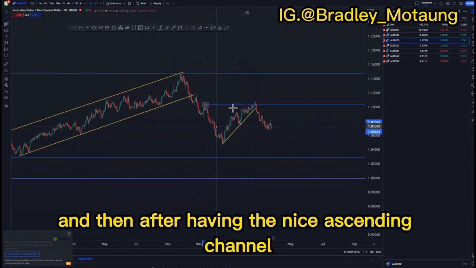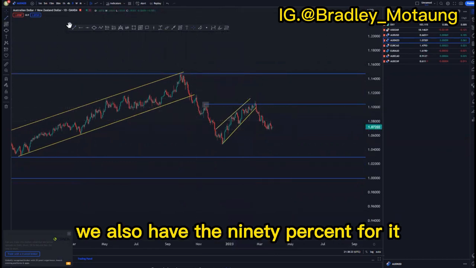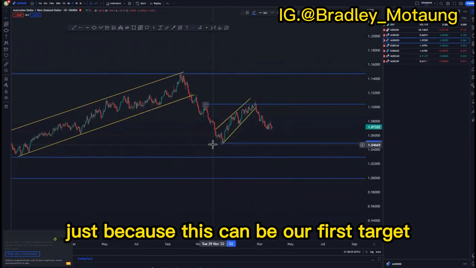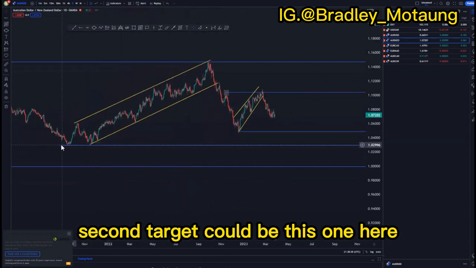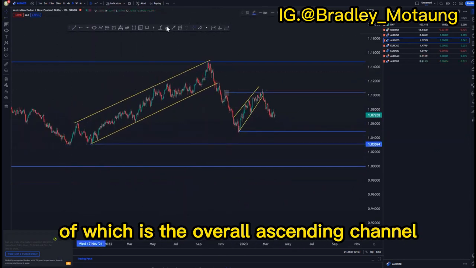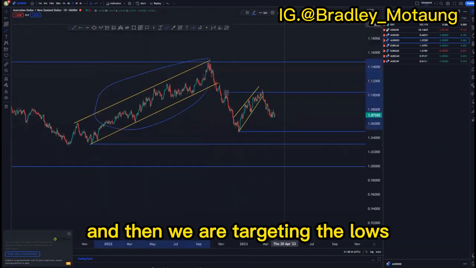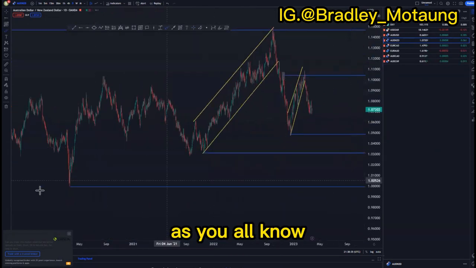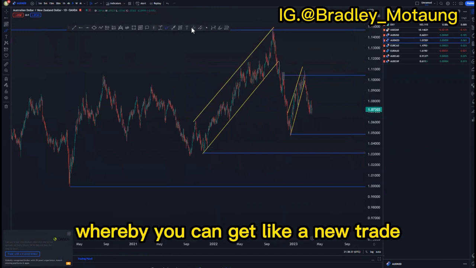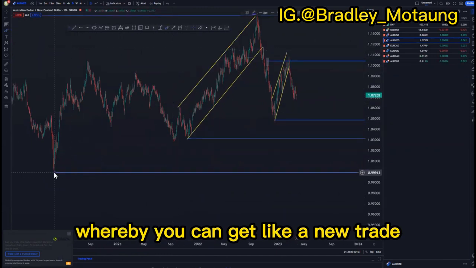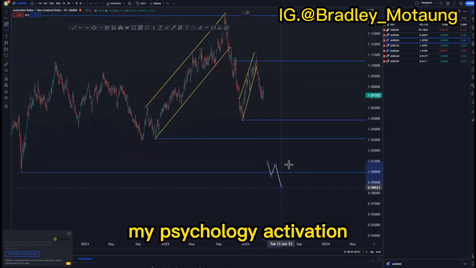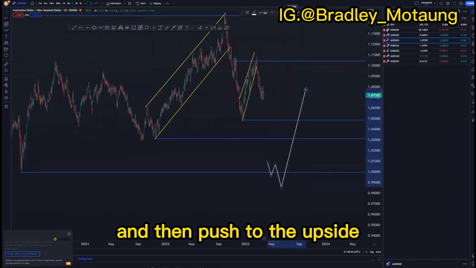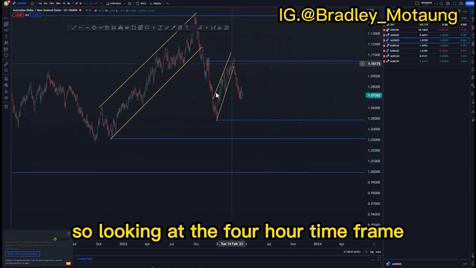And then after having the nice ascending channel, we also have the 90% for it, just because this can be our first target. The second target could be this one here, which is the overall ascending channel that we had previously. And then we are targeting the lows. As you all know, these are the lows whereby we can get a new trade, which will give us that mass psychology activation and then push to the upside. So looking at the 4 hour time frame.